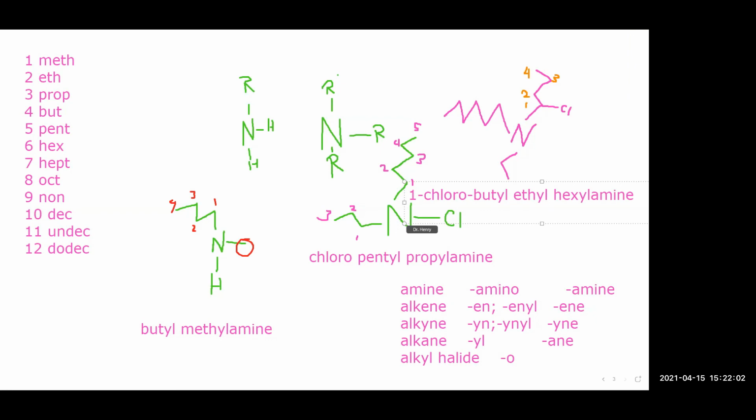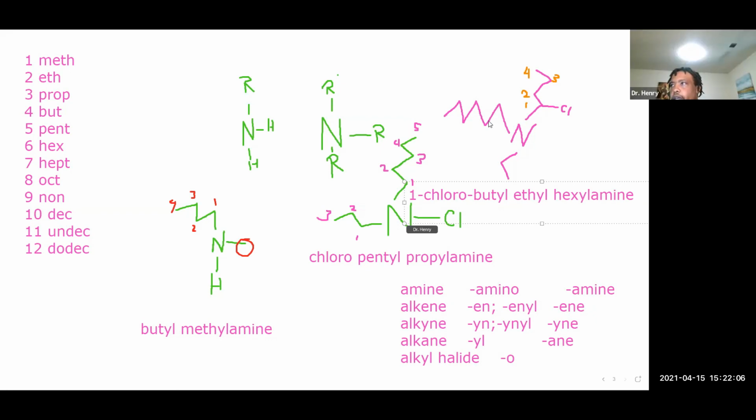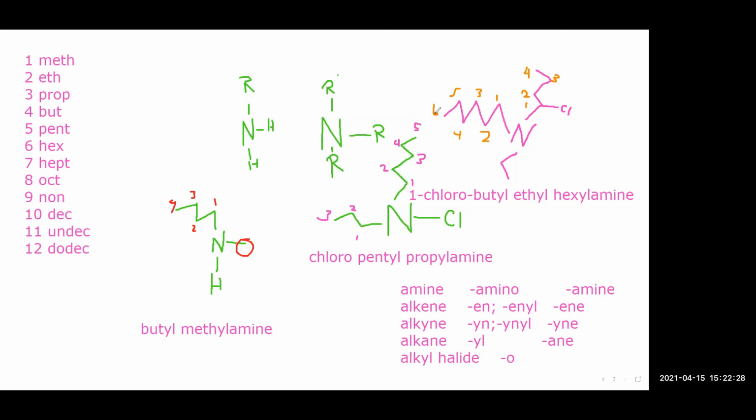Wait, is it hexylamine or heptylamine? Hexyl, because that's 1, 2, 3, 4, 5, 6 carbons. So remember, this here is just the bond between the nitrogen and that first carbon. So that's 1, that's 2, that's 3, that's 4, that's 5, that's 6. Oh, so that was on me, I miscounted it then.